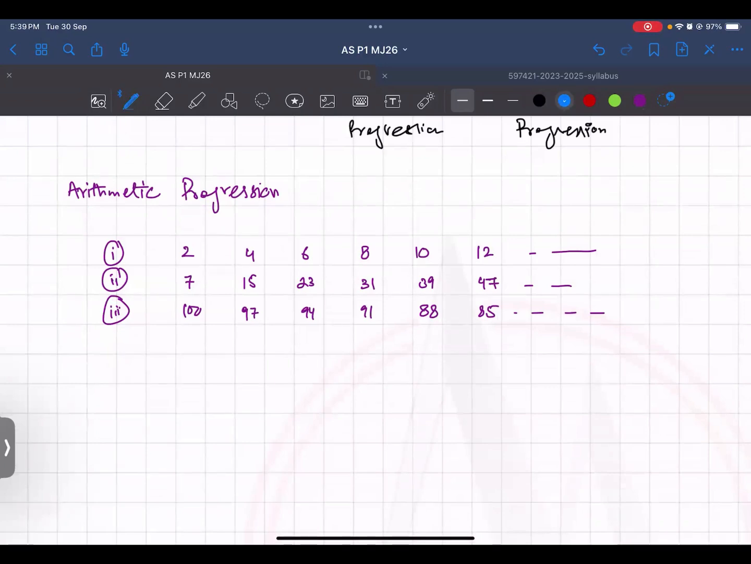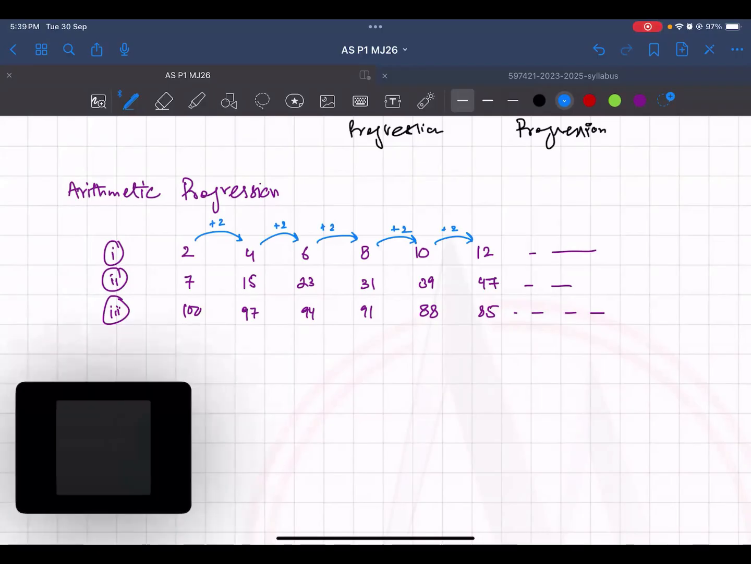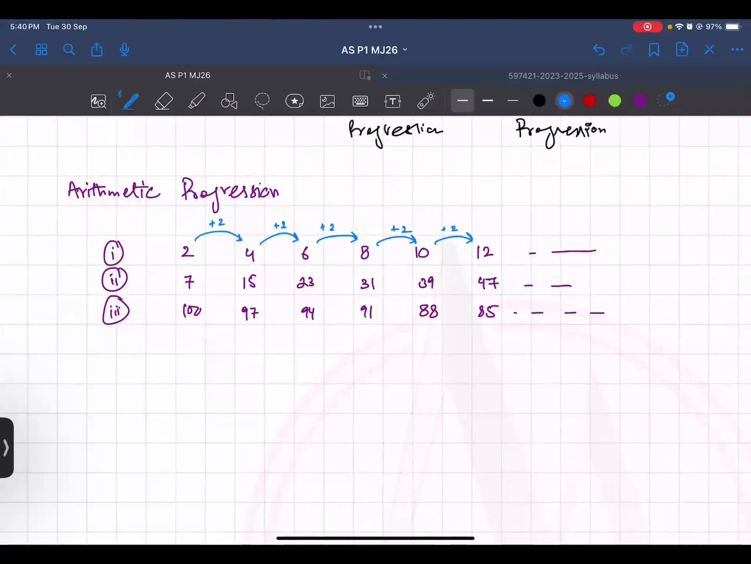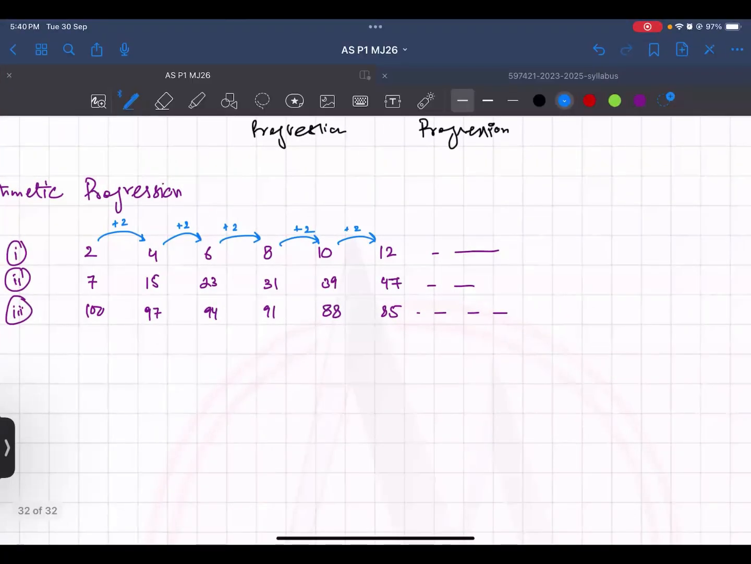But how do you analyze? How do you see? How do you understand? How do you know? You will see that the difference between the terms is constant. So you are just adding plus 2, plus 2, plus 2. Whenever you see a sequence, you will look for the difference between the consecutive terms. Consecutive terms mean the numbers after one another. So term 1, term 2, term 3. These are called consecutive terms, and we call the difference between them D.